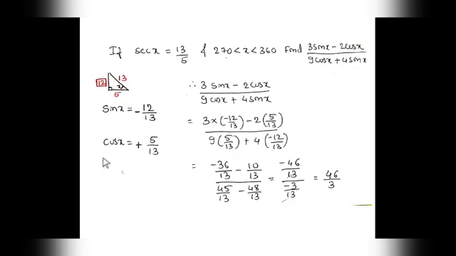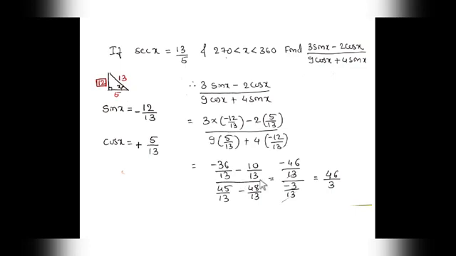Now I will substitute the value of sin x and cos x in the trigonometric expression. 3 into sin x minus 2 cos x divided by 9 cos x plus 4 sin x can be written as 3 into minus 12 by 13 minus 2 into 5 by 13 whole divided by 9 into 5 by 13 plus 4 into minus 12 divided by 13. Now 3 minus 12 are minus 36 divided by 13. Minus 2 5s are minus 10 divided by 13. Whole divided by 9 5s are 45 divided by 13. Plus into minus, minus 4 12s are 48 divided by 13.